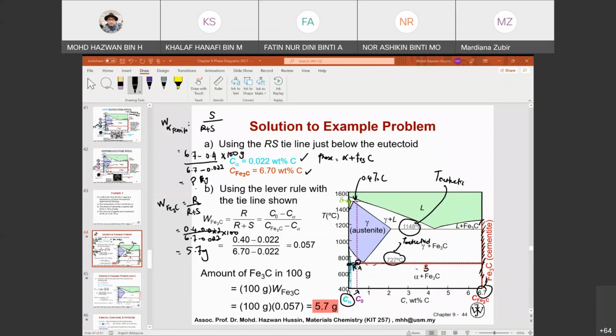Adriana ada tak? Adriana, Nur Adriana, Ahmad? Ada. Okay, so for perlite, what will be the composition that we are looking at now? Alpha and gamma. Alpha and gamma. Kat mana sebenarnya region untuk perlite ni?